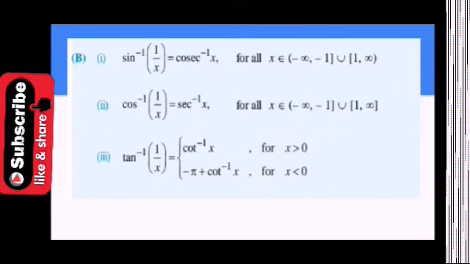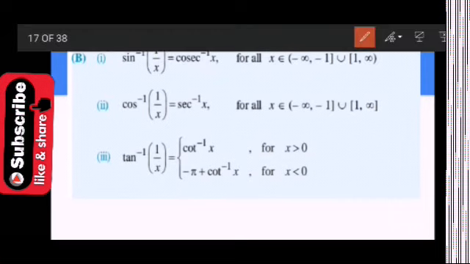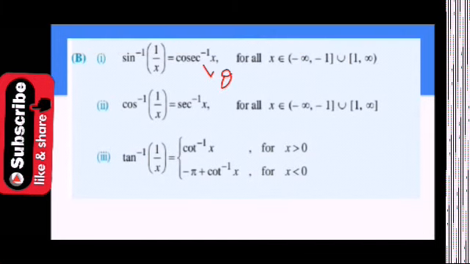For proof, I will give a hint for all these proofs; you can do it yourself. Let's say we have to check sine inverse 1 by x equals cosec inverse 1 by x, for all x belonging to minus infinity to minus 1 union 1 to infinity. For the proof of this first part, let's say cosec inverse x equals theta. You can assume cosec inverse x as theta.